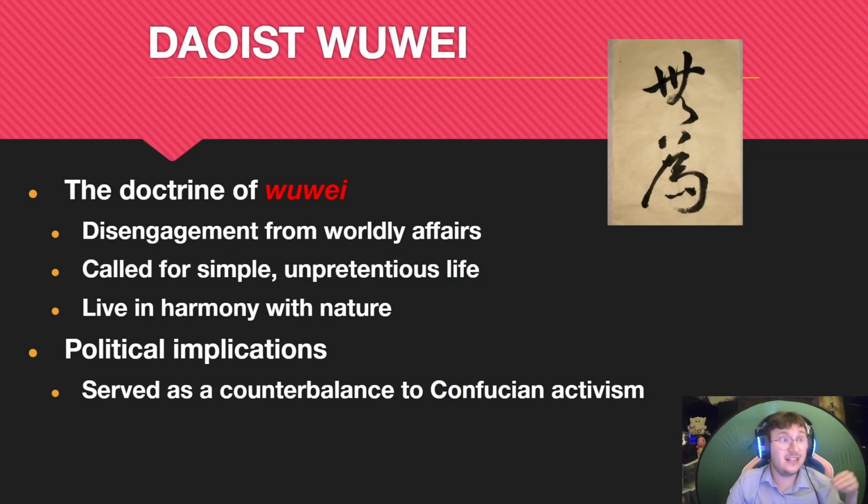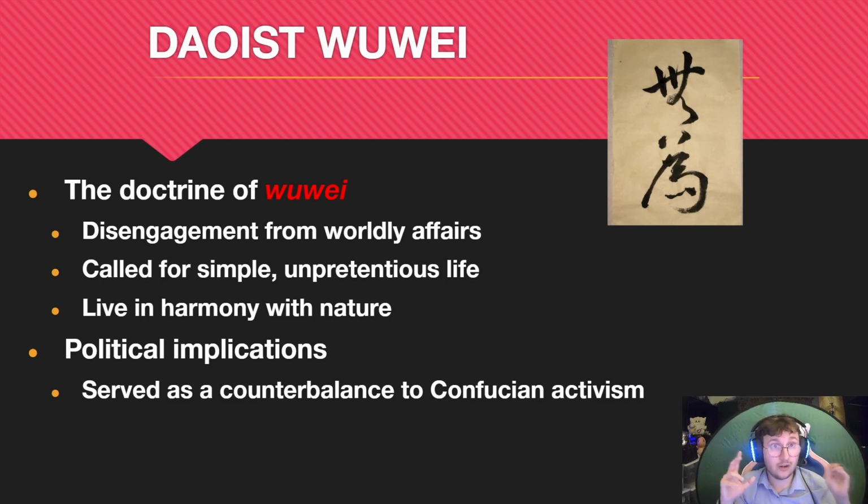Taoism actually takes it to the next level, in a doctrine known as Wuwei. Now, Wuwei Taoism, or Daoism, is disengagement from worldly affairs. This calls for a simple, unpretentious life. We live in harmony with nature. But as I just said, it's going to serve, in the Confucian eyes, as a counterbalance to Confucian activism.